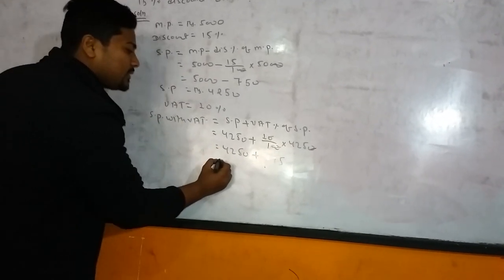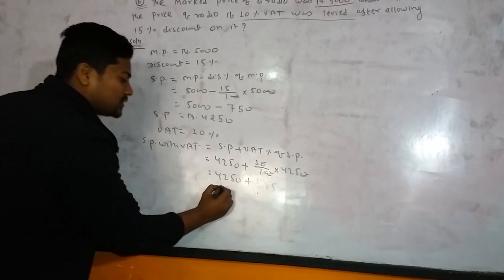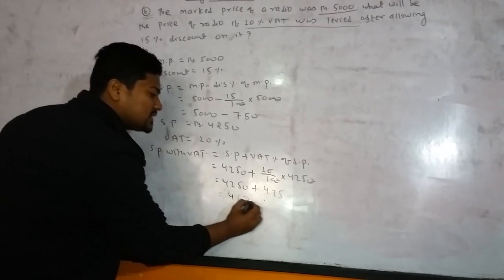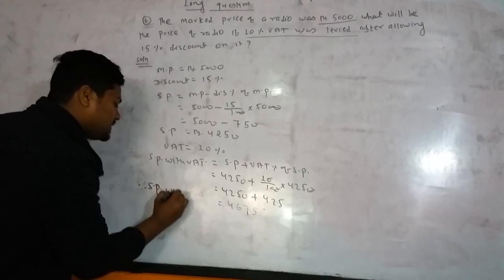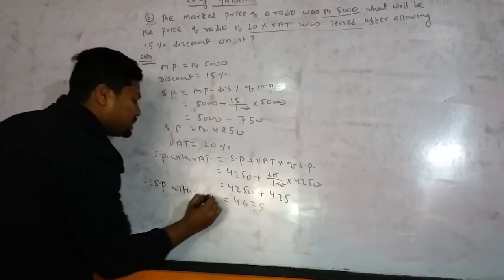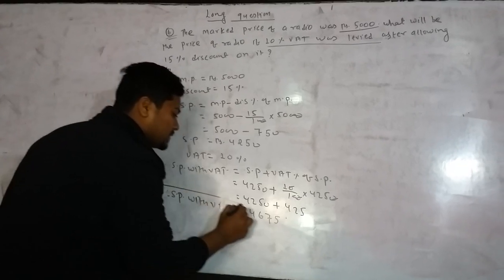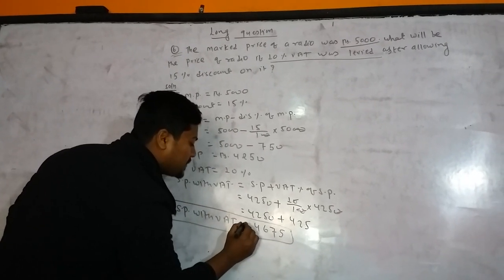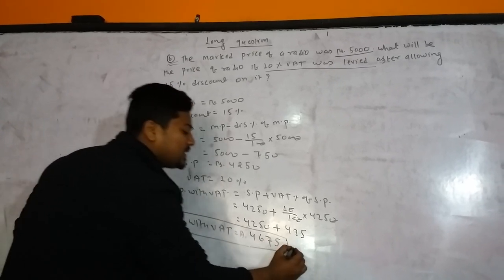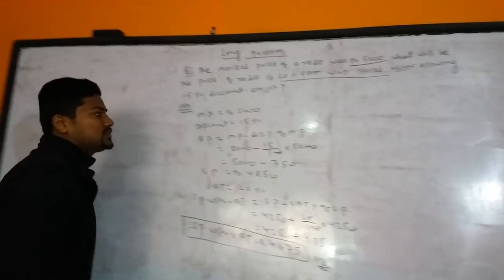425. So 4675. Okay, 4675. Thank you very much. Then therefore SP with VAT, the answer is 4675 rupees. Don't forget to write here rupees. 4675 is our answer.